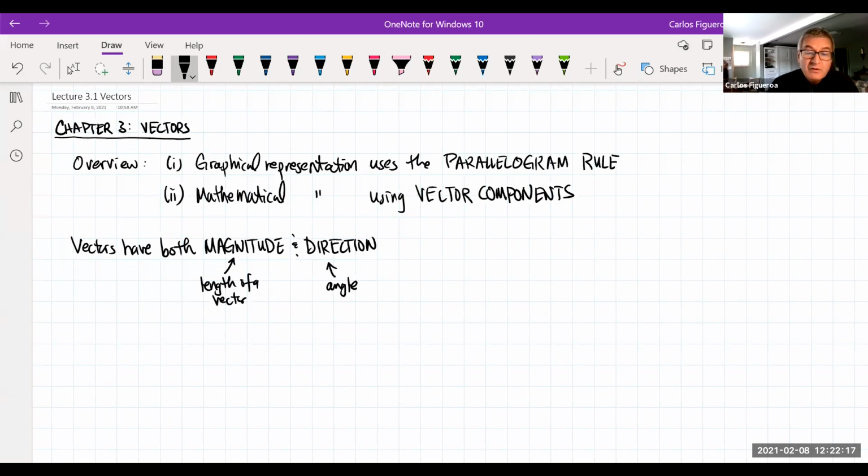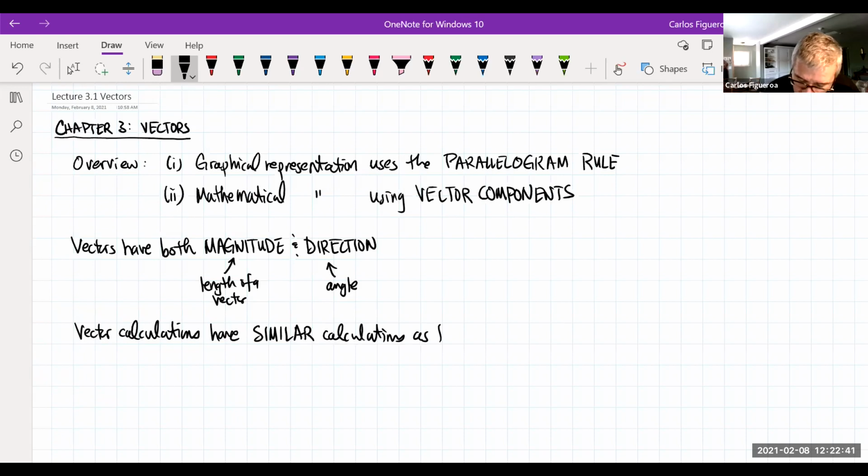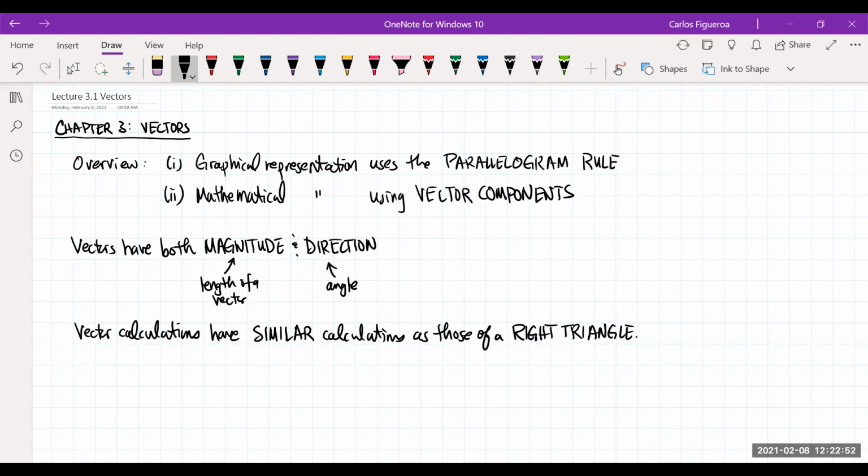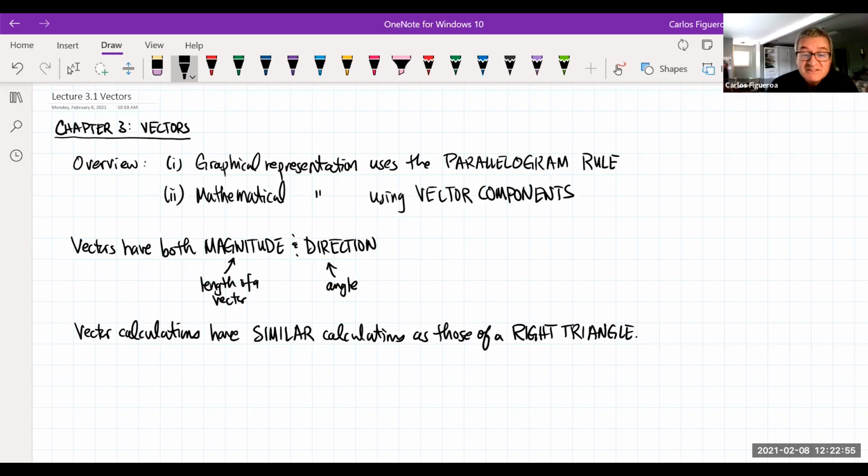What we find in vector calculations is that vector calculations have similar calculations as those of a right triangle. They're not the same, but they're similar.